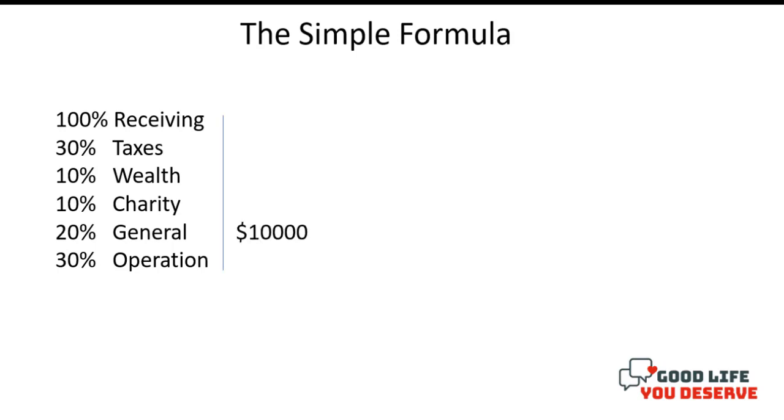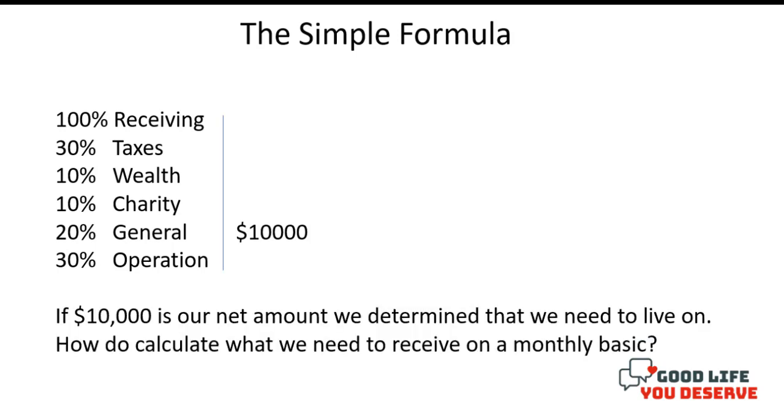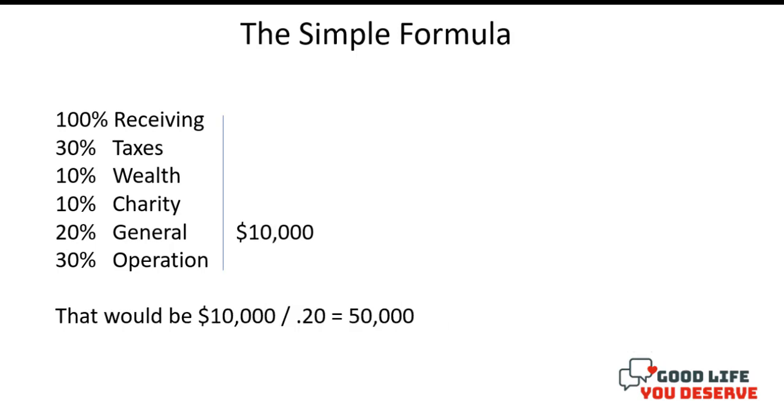Let's say, for instance, you've determined that you need $10,000 a month to live off, you and your family, right? So what you would do is that $10,000 is going to be your net. Now, how do you calculate what you need to receive on a monthly basis? It's simple. You take the $10,000 that you've determined in your general account and you divide that by 0.20. So that means that you need $50,000 coming in on a monthly basis to have that $10,000 to live off per month. And from there, you do the same thing.